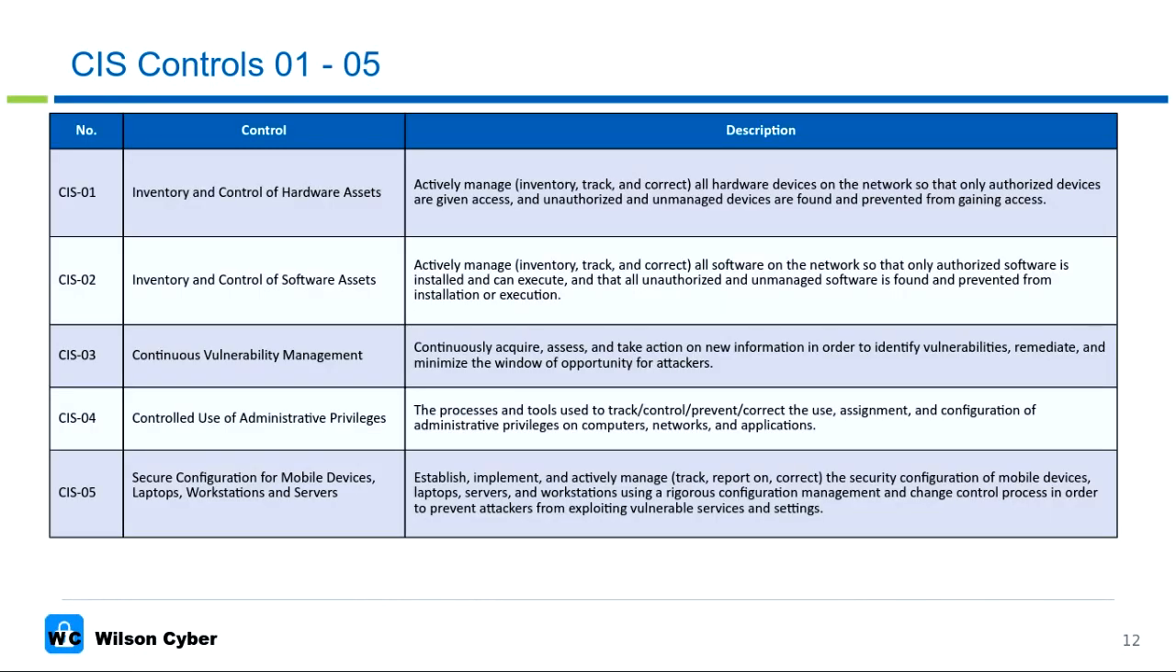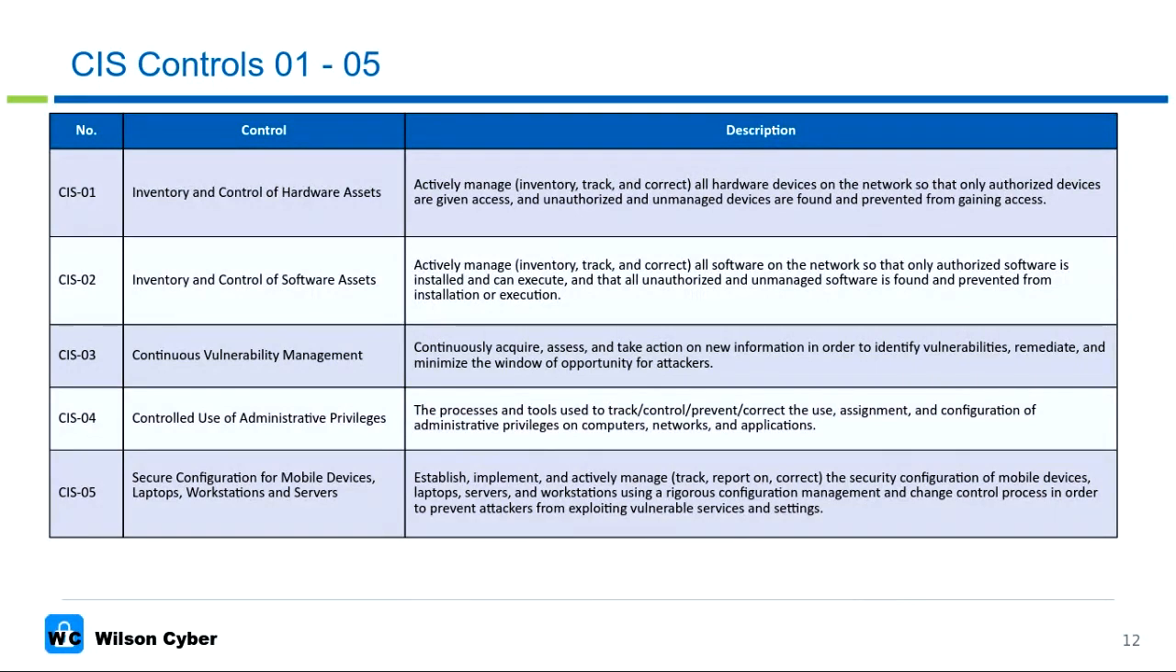Control 1 is inventory of hardware assets. Actively manage, inventory, track, and correct all hardware devices on the network so that only authorized devices are given access. Unauthorized, unmanaged devices are found and prevented from gaining access. Control 2 is inventory control of software assets. Actively manage all software on the network so only authorized software is installed and can execute. Unauthorized, unmanaged software is found and prevented from installation or execution.